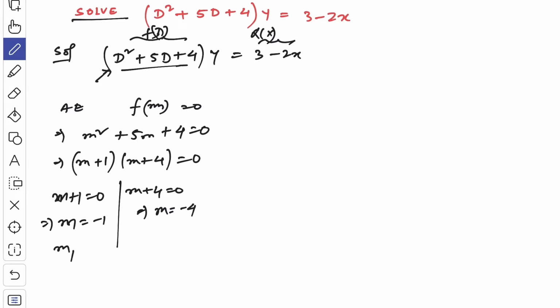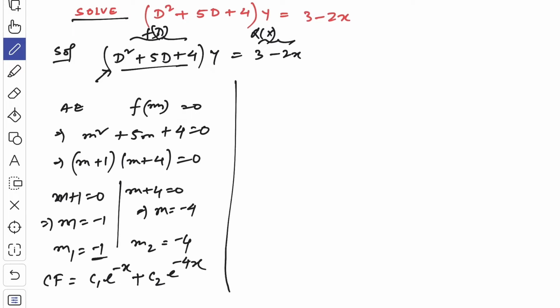So we have got the two roots, m1 is −1 and m2 is −4, and these are real and distinct. If these are real and distinct, then the CF will be equal to c1 e to the power m1x. Here m1 is −1, so −x we will get, and c2 e to the power m2x. Here m2 is −4, so we will get −4x. So this is our CF. Now let us find the PI.